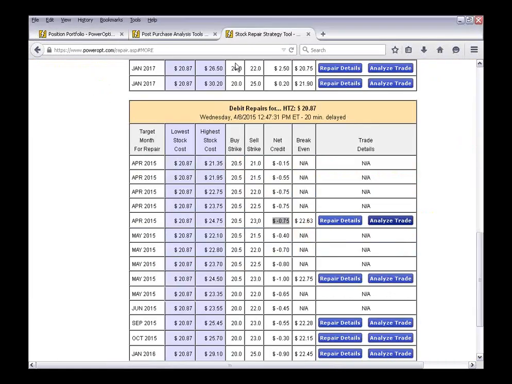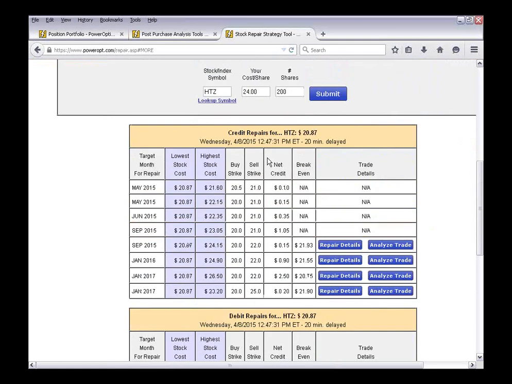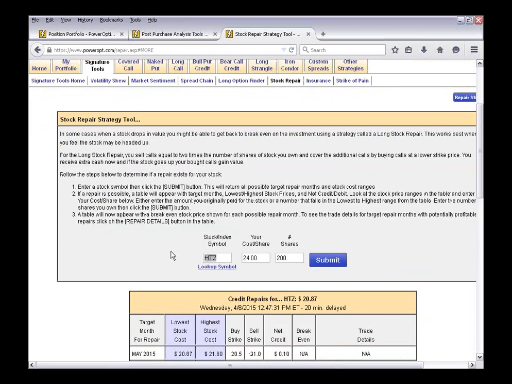Oops, wrong one. I apologize, folks. Let's try that again. Let's go here. Let's look at DUST at this price.